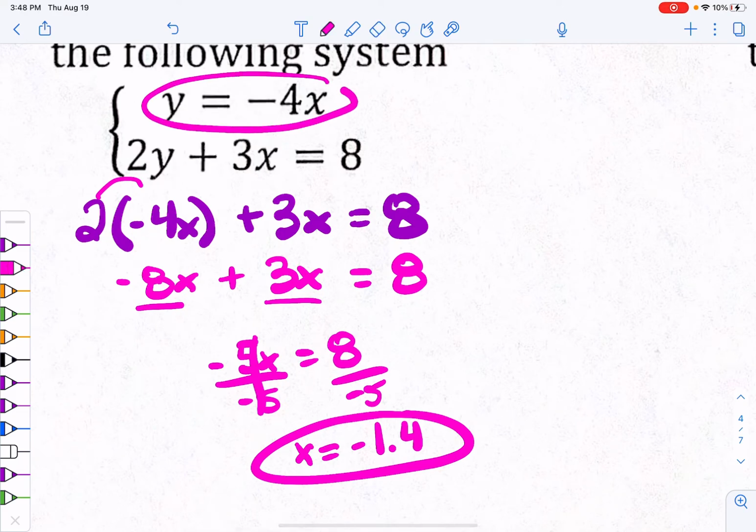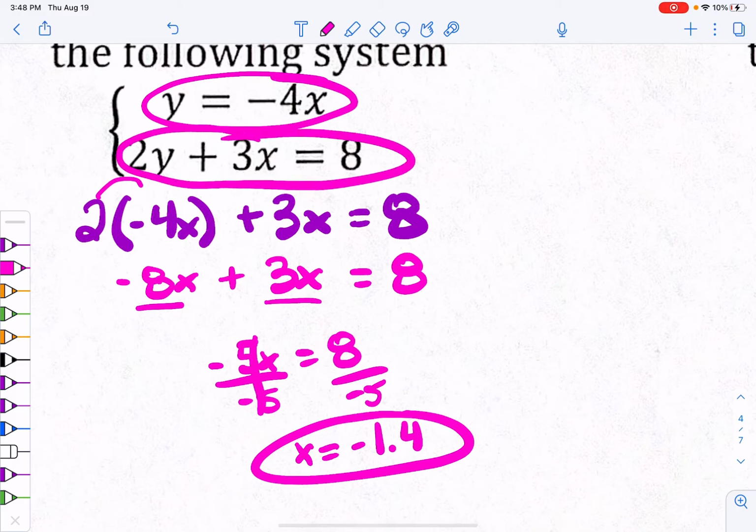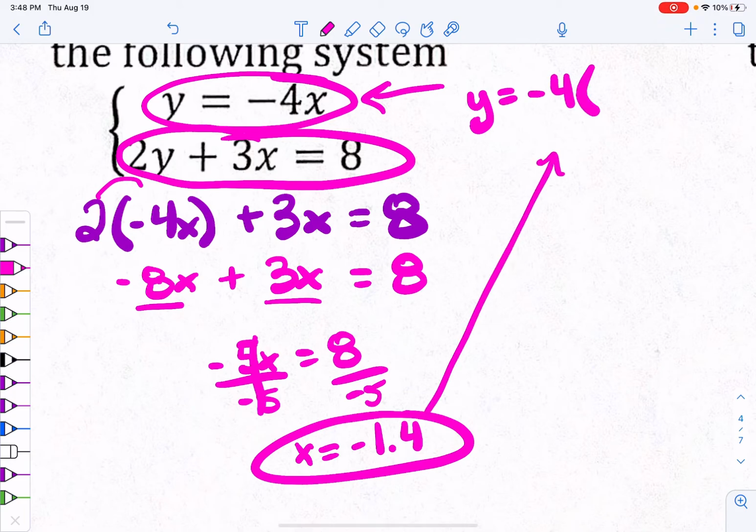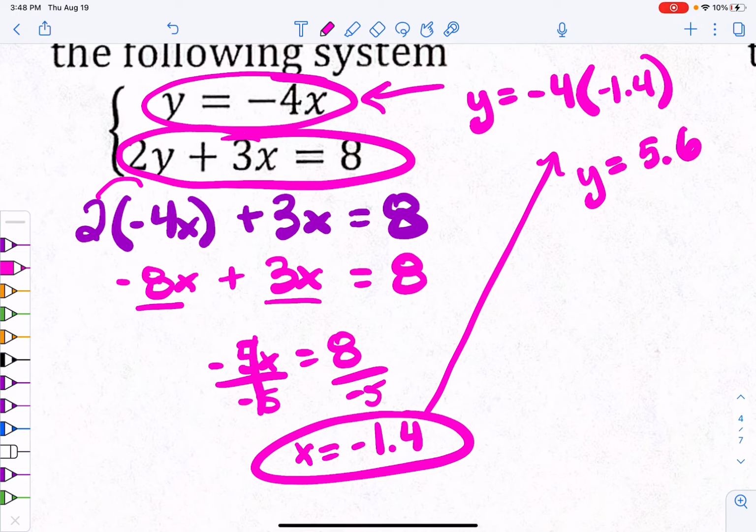We can plug in x either here or here, but the easiest one to do is probably the top one. So we've got y equals negative 4 times, we're going to plug that number in for x. So we've got negative 1.6 in there, and 4 times negative 1.6 is going to be a positive 6.4, okay? So our answer is going to be negative 1.6 comma 6.4. We write it as an ordered pair.